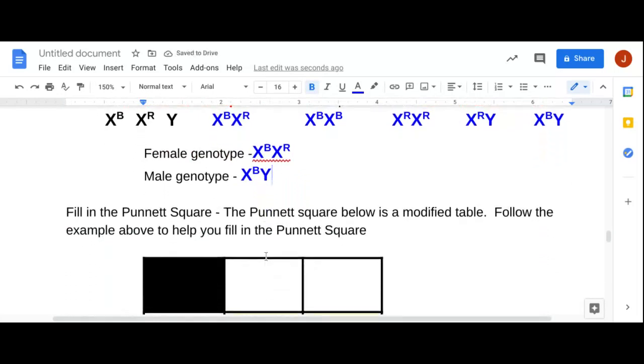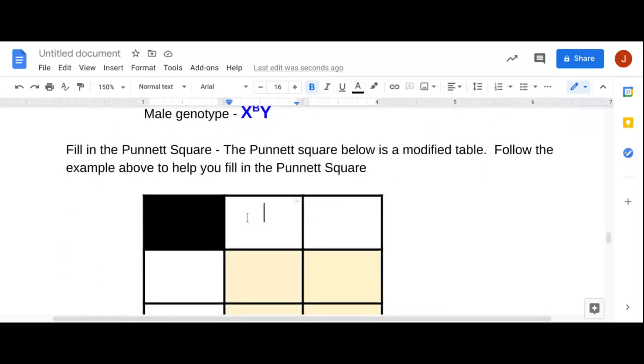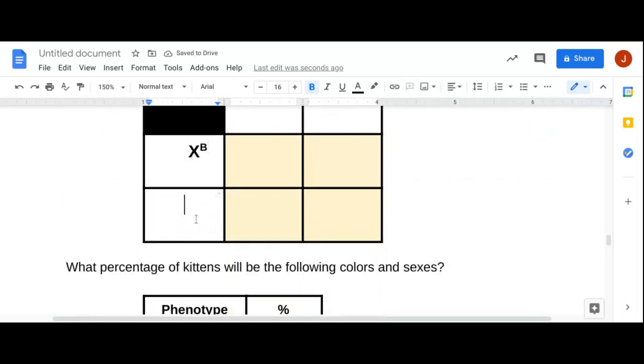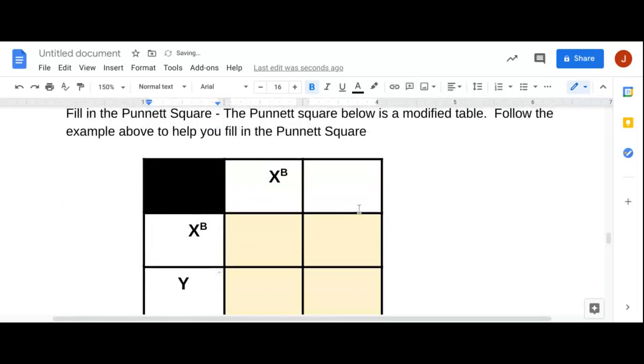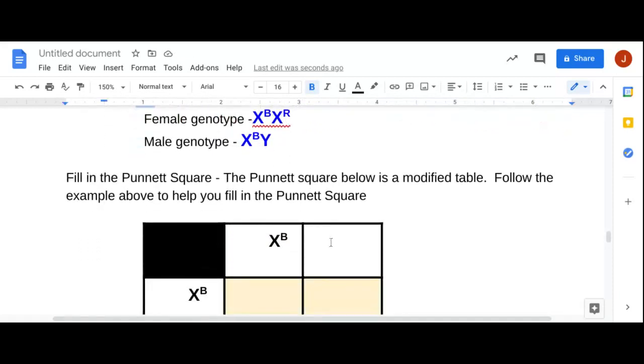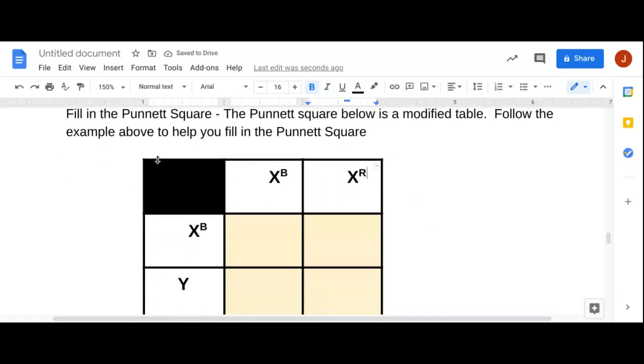Moving on. Fill in my Punnett square here. Okay, well, I need to have a B for my female, and I'm going to go ahead and put it there for the male too. This is a Y, and then XR. There we go. Done with that. Now I'm going to fill in my Punnett square here.